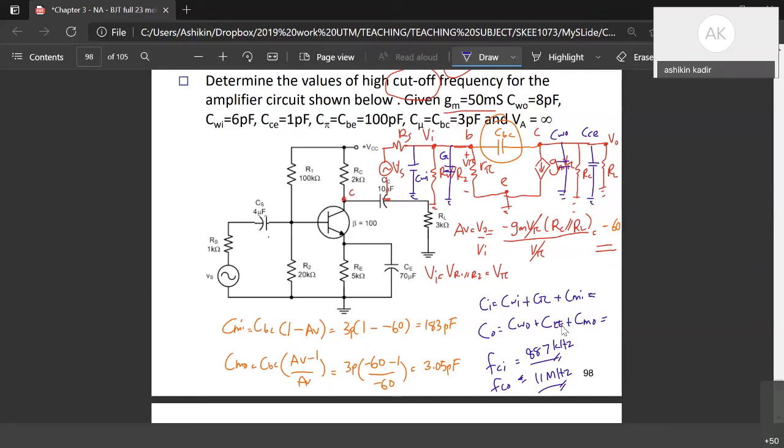So the cut-off frequency is the frequency that is near to the AV. Here the lesser frequency is considered as the cut-off frequency. Therefore, your cut-off frequency is 887 kilohertz.